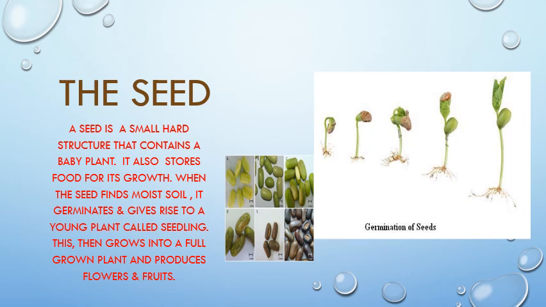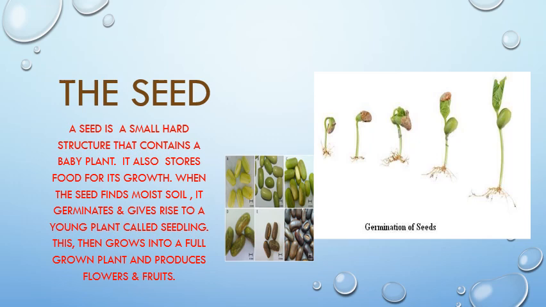So coming to the next part of this lesson, that is about the seed. So what is a seed, children? A seed is a small hard structure that contains a baby plant. So we know that it is a hard structure which consists of a baby plant. It also stores food for its growth. And when the seed finds moist soil, meaning wet soil, it germinates and gives rise to a young plant called a seedling.